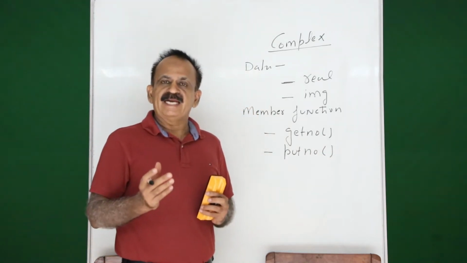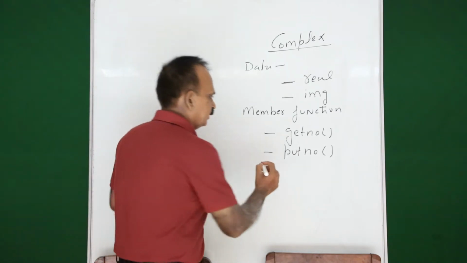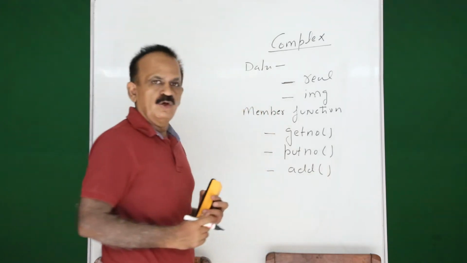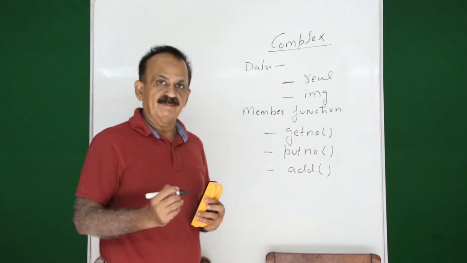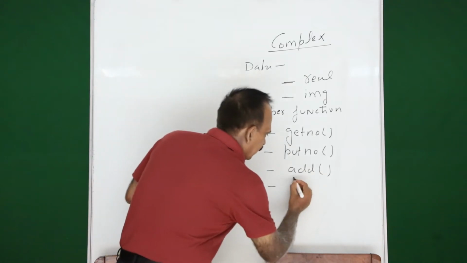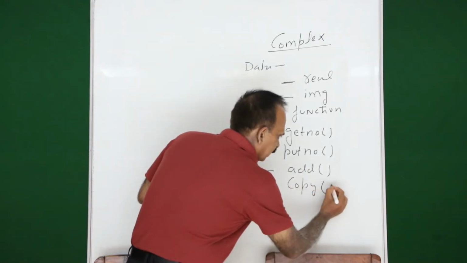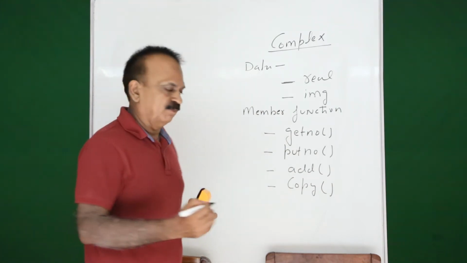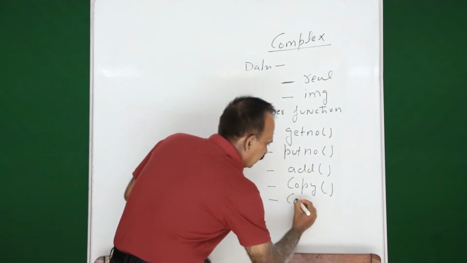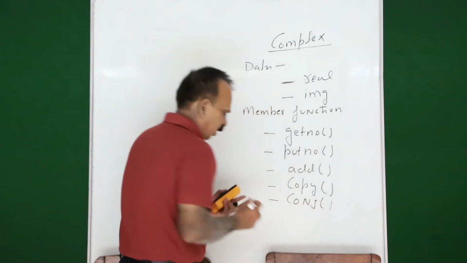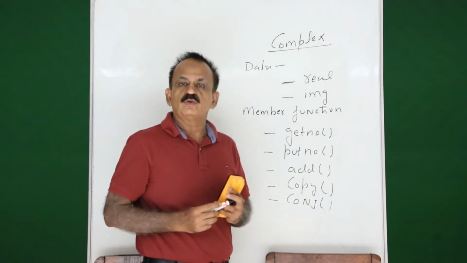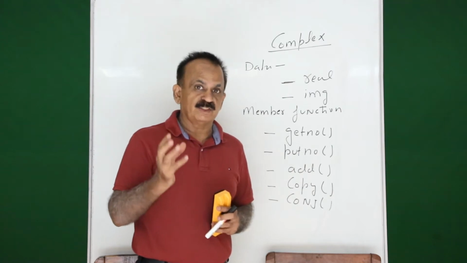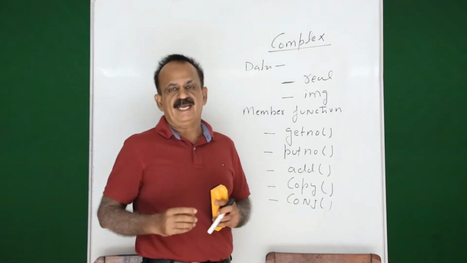The next one, addition of two complex numbers, and the function is add. Another one can be copying one complex number to another, and the function I can use is copy. The next one is the conjugate of a complex number, and the function is conjugate. Now these functions I want to implement as the member functions of the class, or in other words, the operations which I want on this particular data type.